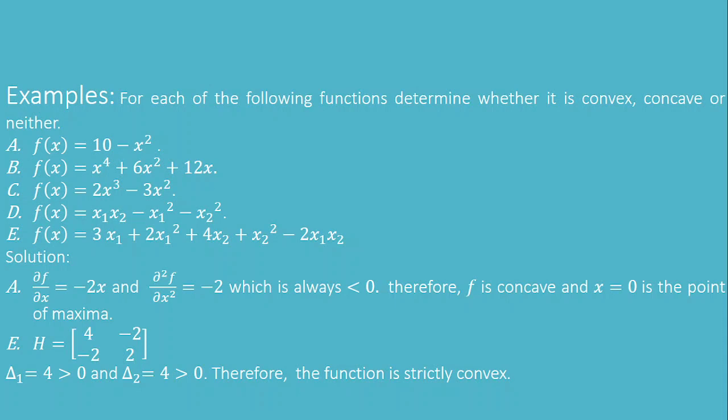And then we'll evaluate the second principal minor. Second principal minor is what? Determinant of 4, minus 2, minus 2, 2, which will come out to be 4, which is greater than 0. Therefore, since both the principal minors are greater than 0, this matrix is positive definite and the function is a strictly convex function. So in a similar way, you can solve the rest of the questions.